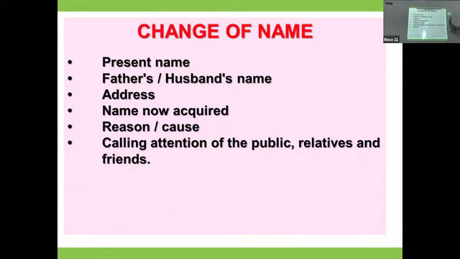So change of name. So present name, then the father's or the husband's name, address, name now acquired, reason why the name is being changed. And it is just to call the attention of the public, relatives and friends. A very, very small, simple type of advertisement.